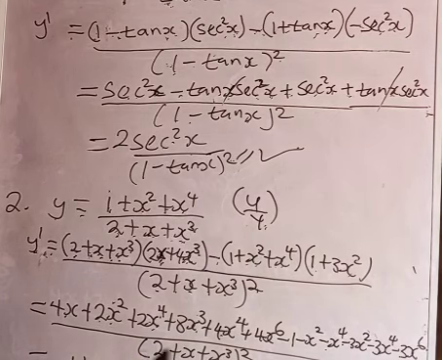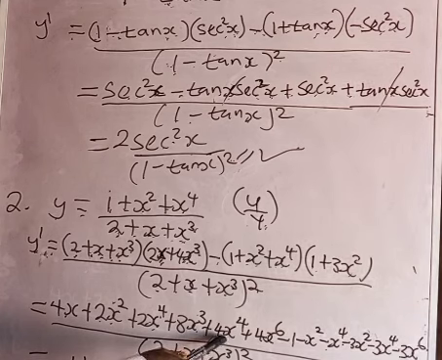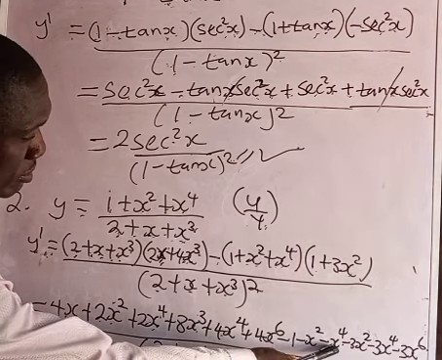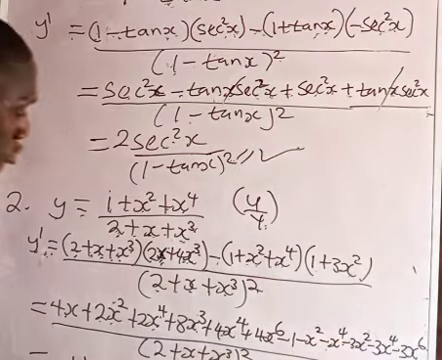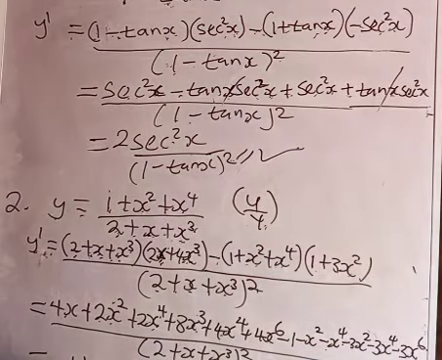Then for the cube, we have only one term, plus 8x raised to the power 3. For power 4, we have plus 4x raised to the power 4. Going through it, minus x raised to the power 4. Going through it again, we have minus 3x raised to the power 4. Combining, gives us plus 2x raised to the power 4.